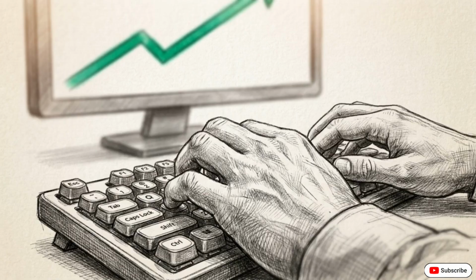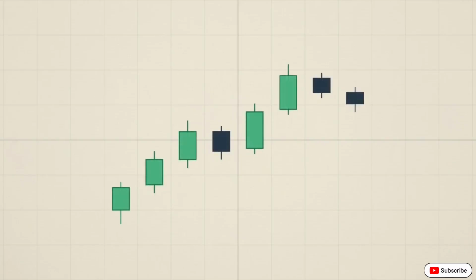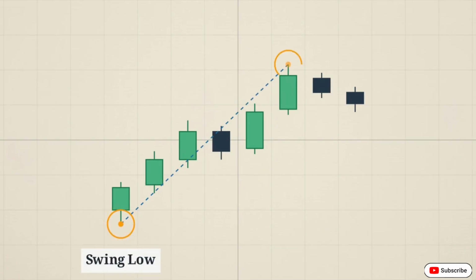With the tool configured, we have to align it with the market. This strategy has a strict requirement. The price must be moving in a clear directional trend. Look at this upward price wave. To measure it, we need 2 specific anchor points. The structural origin of the move is our swing low, and the absolute peak is our swing high.